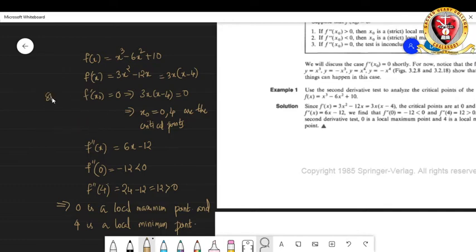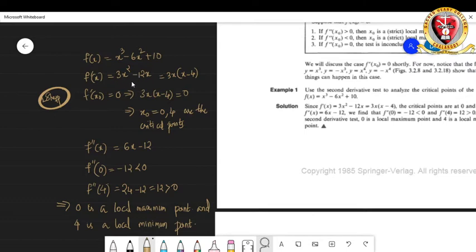First step is to find the critical points. So f dash of x naught is equated to 0. That will mean that 3x into x minus 4 is equal to 0. So the points which are critical points are x naught is equal to 0 and x naught is equal to 4.